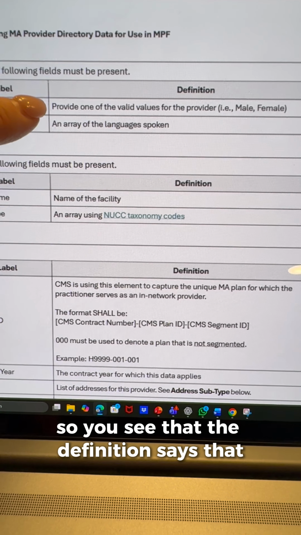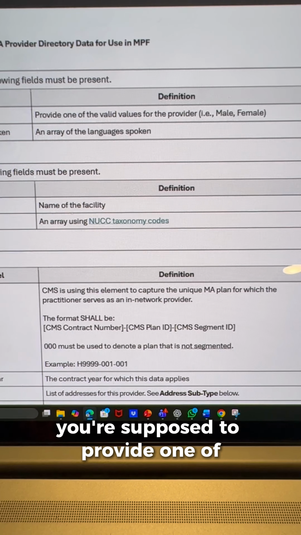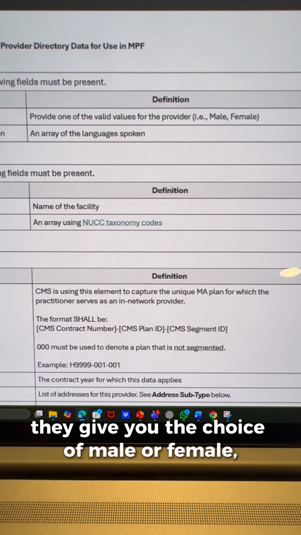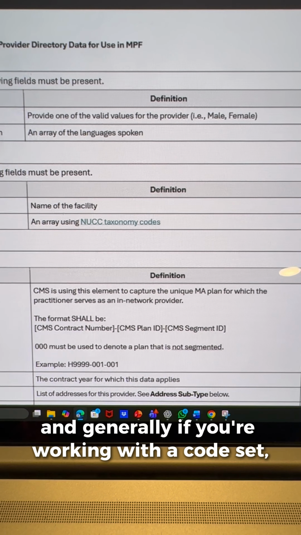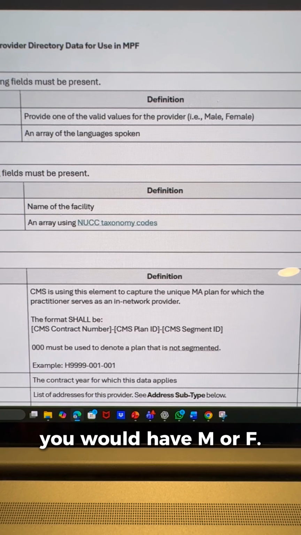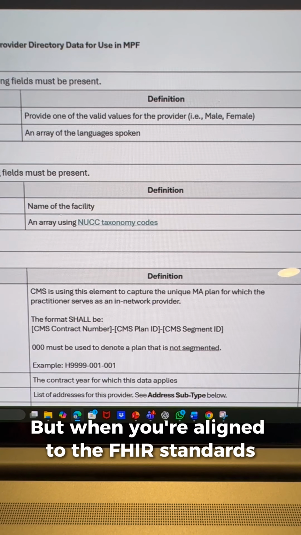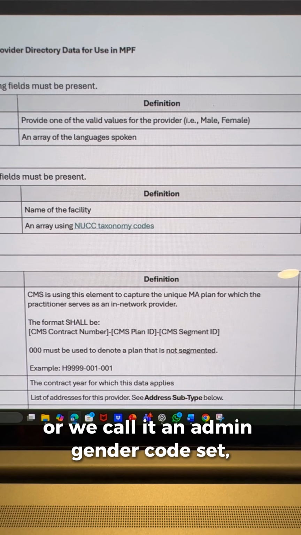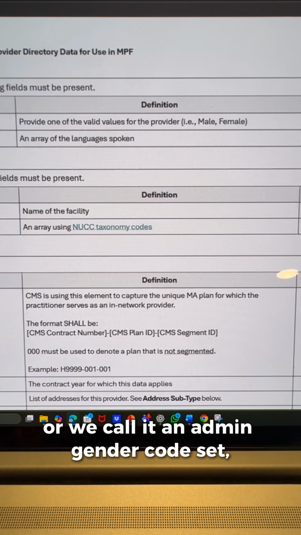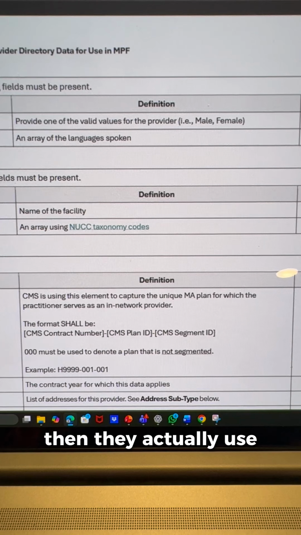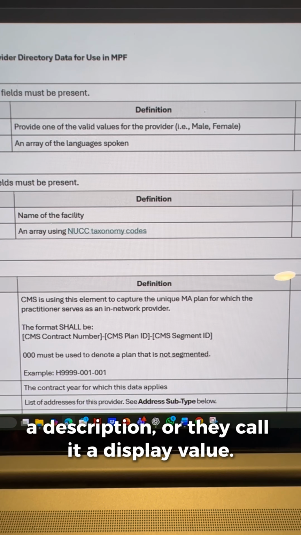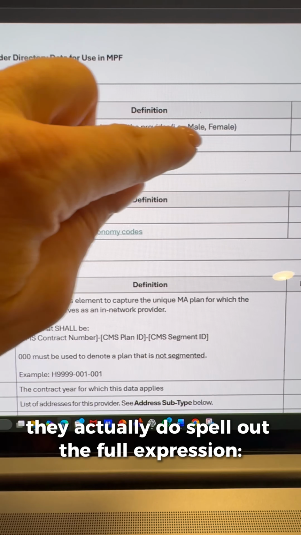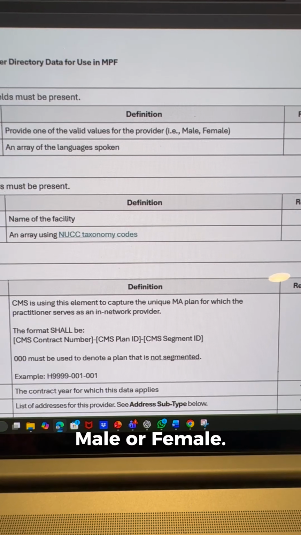So you see that the definition says that you're supposed to provide one of the valid values for the provider. They give you the choice of male or female. And generally, if you're working with a code set, you would have M or F. But when you're aligned to the FHIR standards for something like the administrative gender, or what we call an admin gender code set, then they actually use a description, or they call it a display value. And for their display values, they actually do spell out the full expression, male or female.